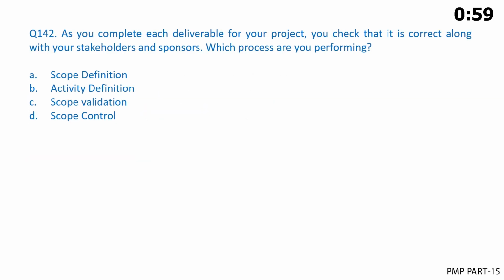As you complete each deliverable for your project, you check that it is correct along with your stakeholders and sponsors. Which process are you performing? A. Scope definition. B. Activity definition. C. Scope validation. D. Scope control.